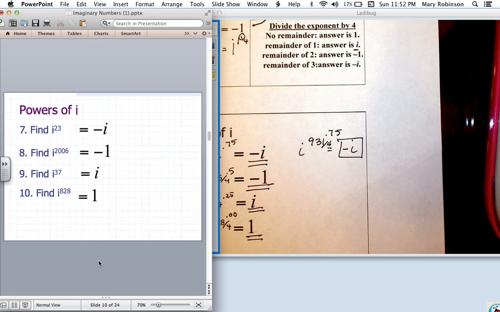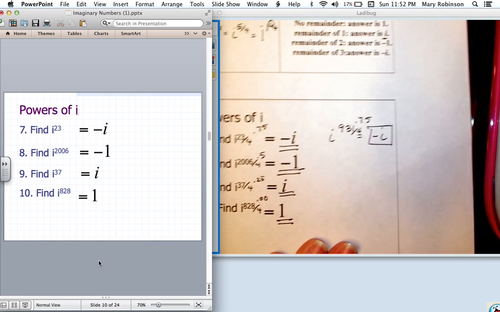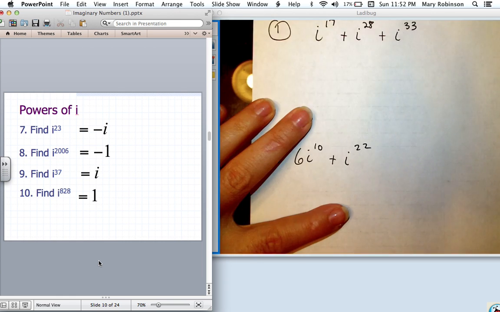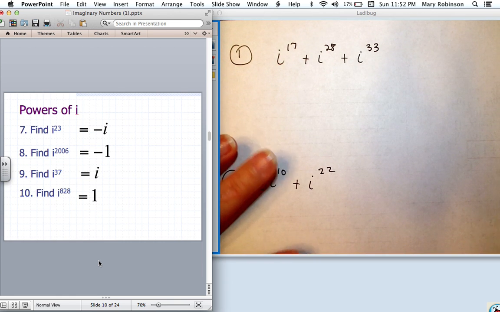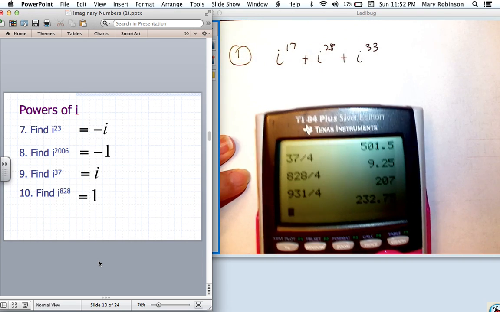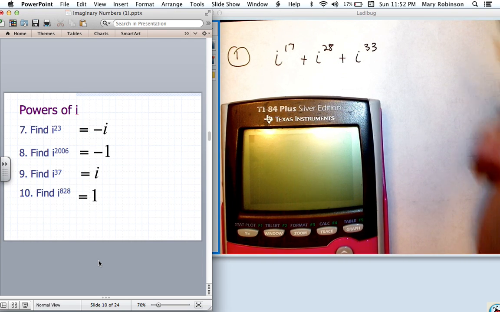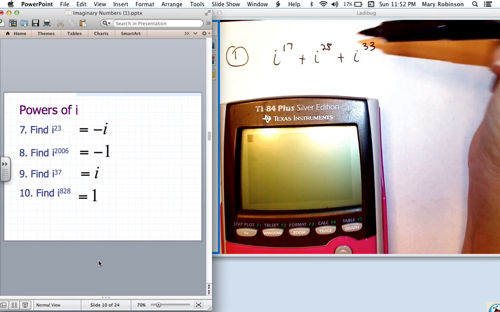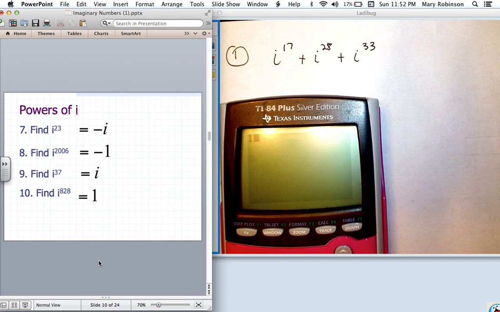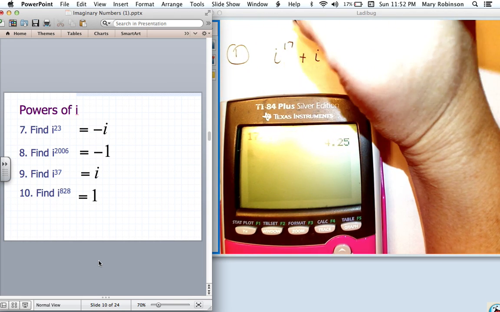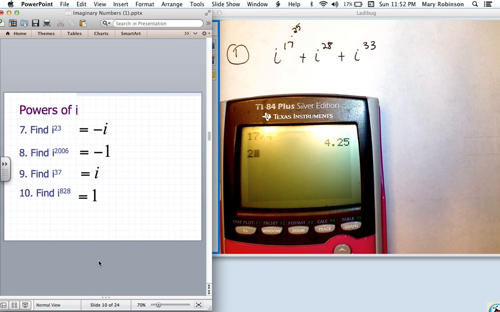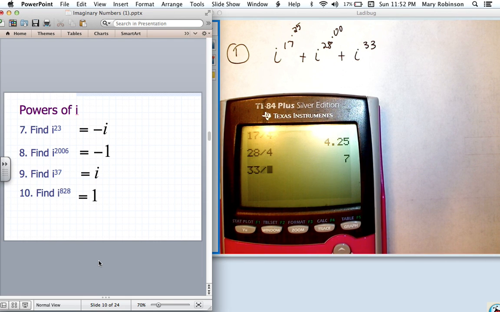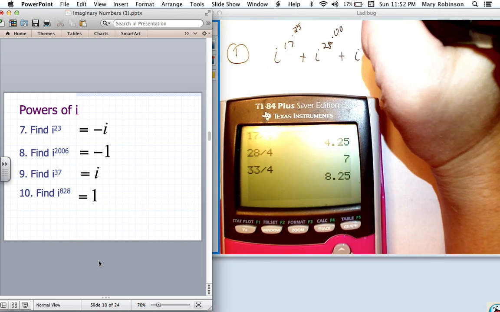Now, the reason why we use these is there are other things that we need to be able to do other than just simplify i's with large powers. So I'm going to go through 3 examples that you should add in your notes to help you. We're still going to use the same concept of dividing by 4 to help us simplify this. Notice this expression is i to the 17th plus i to the 28th plus i to the 33rd. I'm going to first divide all of my powers by 4 and write their little remainders up here. 28 has no remainder, so 0.00. 33 divided by 4, 0.25.